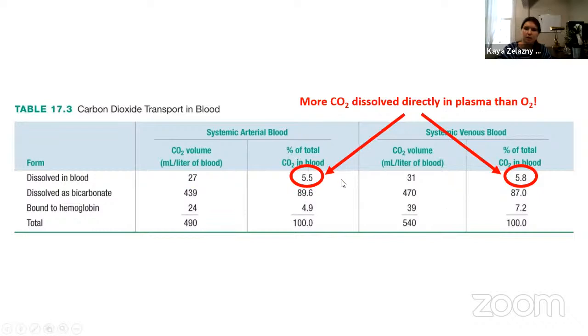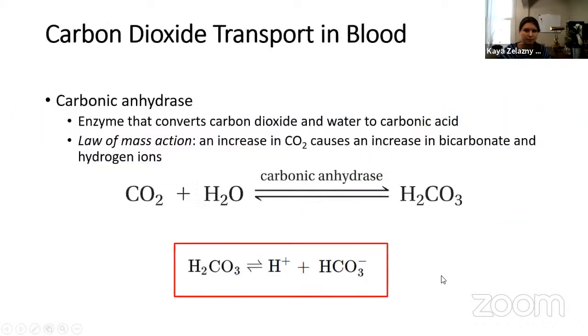Another thing we want to remember is that more carbon dioxide can be dissolved in plasma than O2, because it's more soluble in liquid. We talked about the solubility of O2 versus carbon dioxide last week. But still, it's mostly in bicarbonate, so we want to think about how we get there.